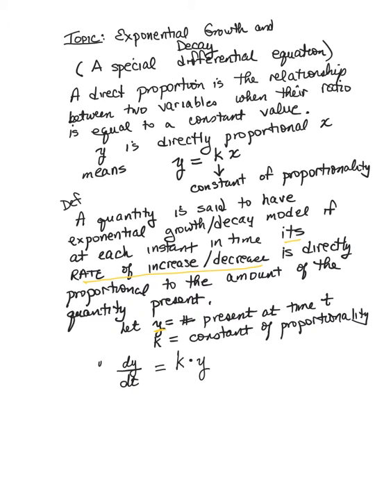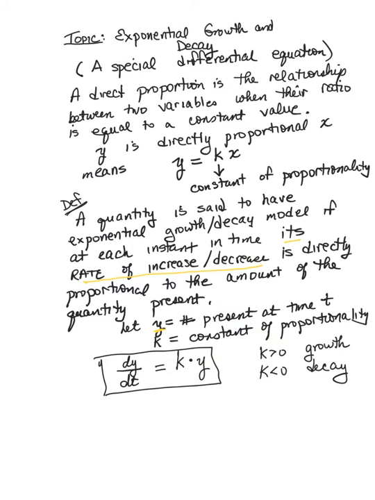So this equation is a differential equation, but a very special one, where the derivative is directly proportional to the amount present. And k is the constant of proportionality, and this is called an exponential growth decay model. When k is greater than 0, we have growth in the population, and when k is less than 0, we have decay in the population. Many of you may have studied this already in your science class. But this particular differential equation has a very unique solution. So let's solve that on the next page.